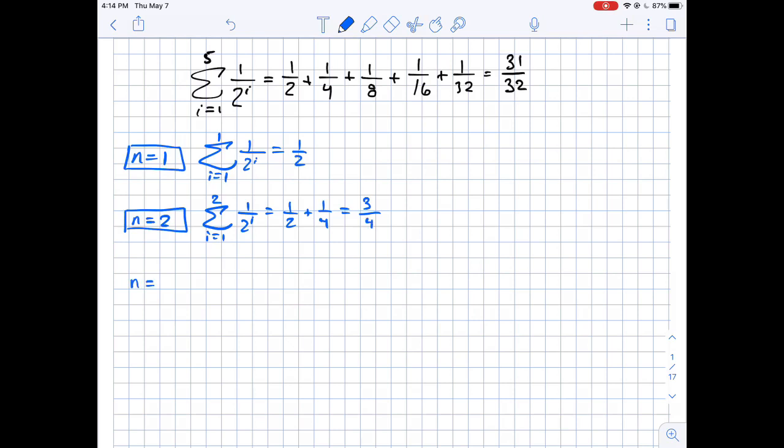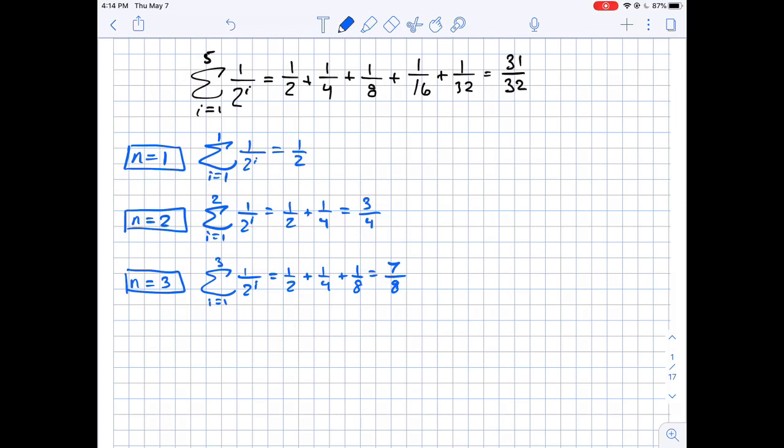So let's do this one more time. We have n equal to 3. If I add up the first 3 terms, I have 1 over 2 to the i. That's going to give us 1/2 plus 1 over 4 plus 1 over 8. And putting these three terms together, we're going to end up with 7 divided by 8.